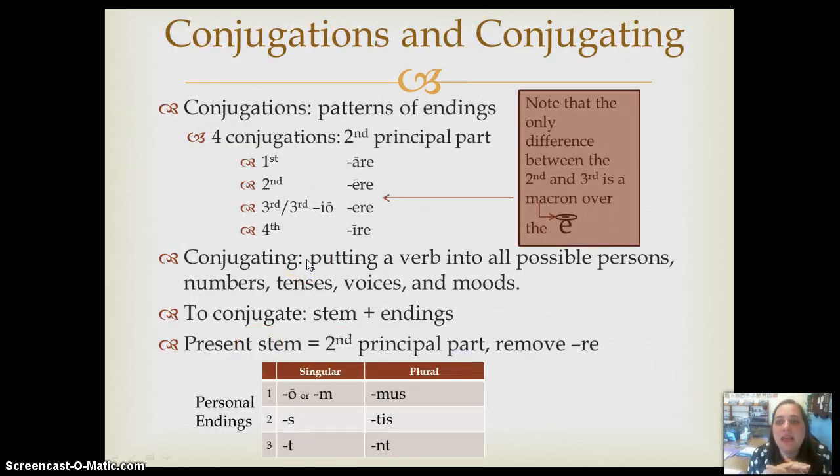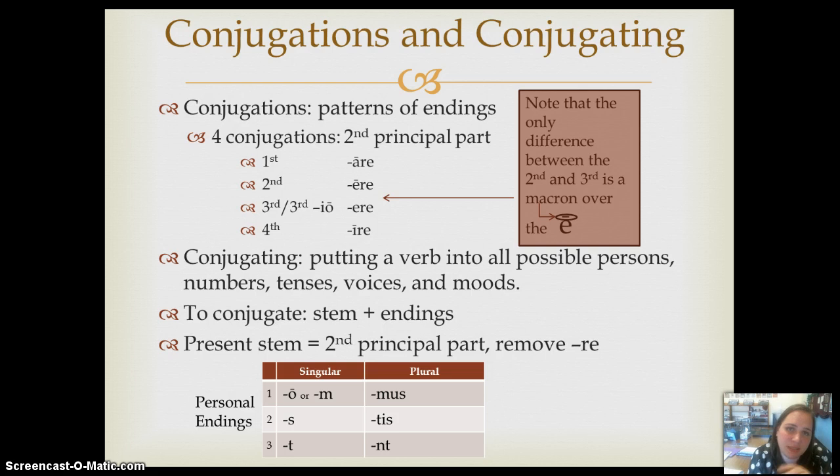Now that you have all of that information down, the next thing you need to know about verbs is that all verbs, well, almost all verbs, pretty much all verbs, fall into one of the 4 possible conjugation patterns. These are patterns of endings.